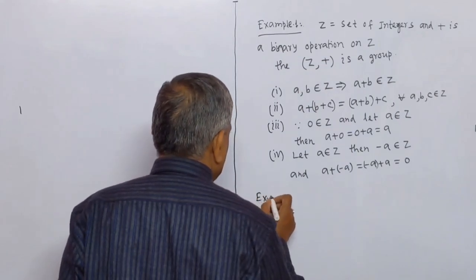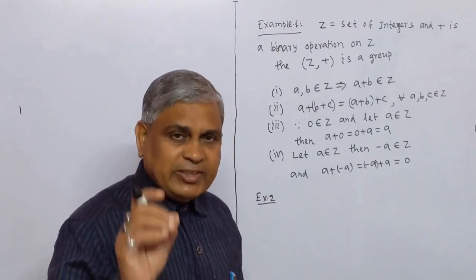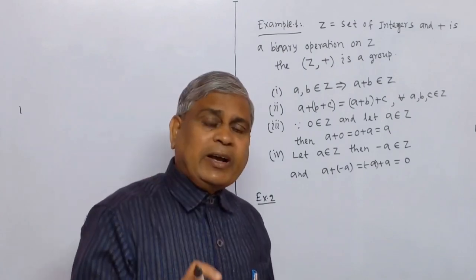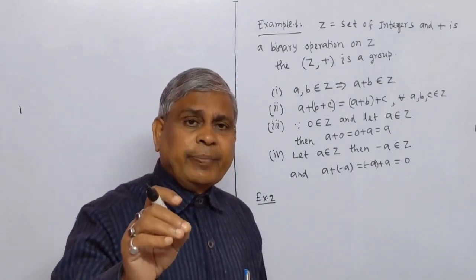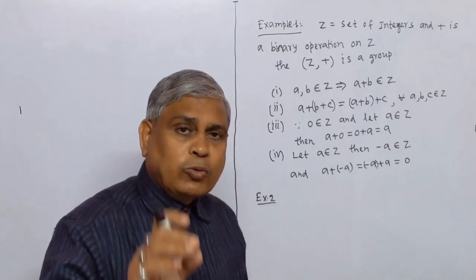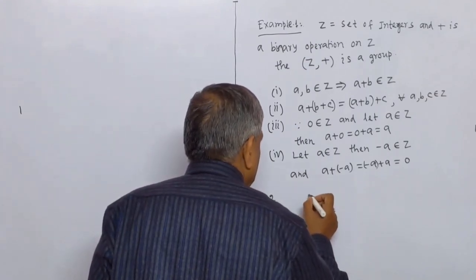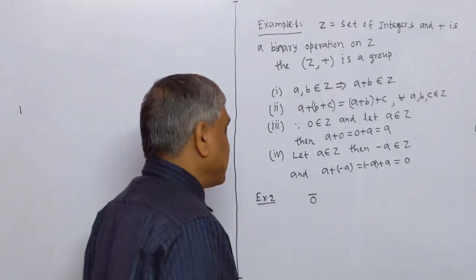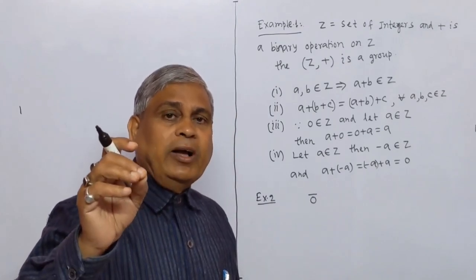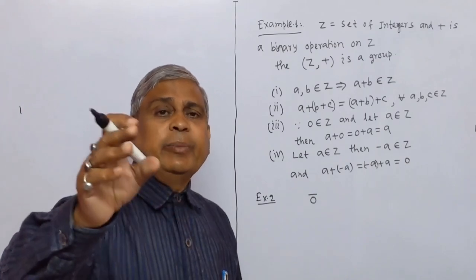Example 2. When we divide any integer by 3, we get remainders either 0 or 1 or 2. We may collect those integers such that when they are divided by 3, gives remainder 0, we say that collection as a set, that set is 0 bar. 0 bar contains 0, 3, 6, 9 and so on. If we divide any of the integers by 3, we get remainder 0.